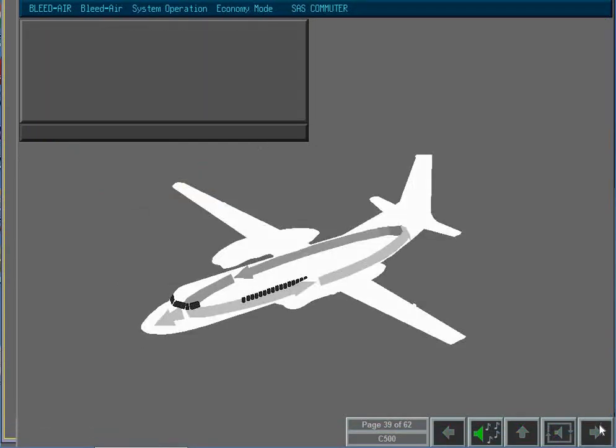There are 3 modes of bleed air pressure control in the Fokker 50. These are normal, where normal air pressure is supplied to the air conditioning system; economy, where reduced air pressure is supplied to the air conditioning system to conserve engine power; and augmented mode in a single pack configuration, where increased air pressure is supplied to the air conditioning system.